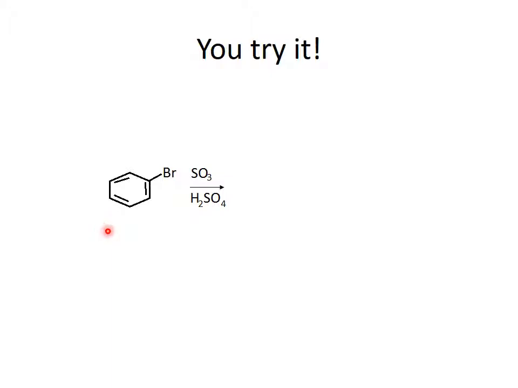So you try this. What would be the outcome of this reaction? Okay, because bromine is an ortho-para deactivator, we would have the ortho and the para position substituted primarily. So we would get the ortho sulfonic acid and the para sulfonic acid. And this reaction would go at a rate that was slower than plain benzene.